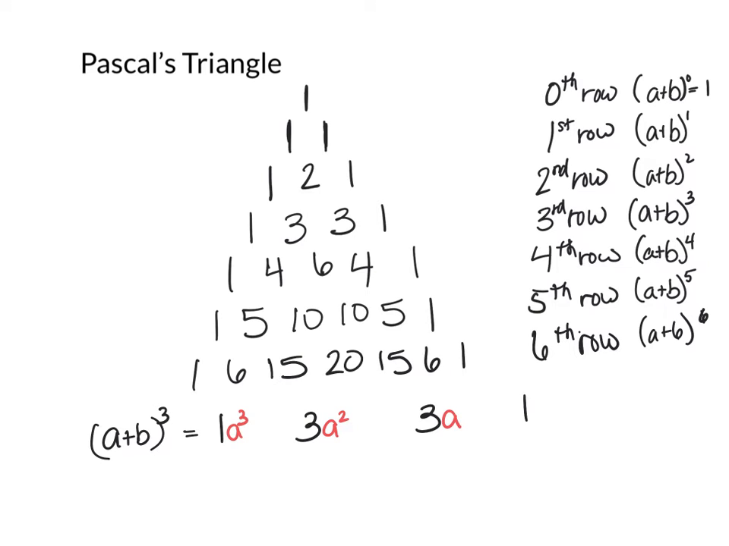And then the b is going to go the opposite direction. I'm going to start with b cubed, and then b squared, and b, and then there's no b. And because it's positive, it's all plus. So a plus b cubed is a cubed plus 3a squared b plus 3ab squared plus b cubed.